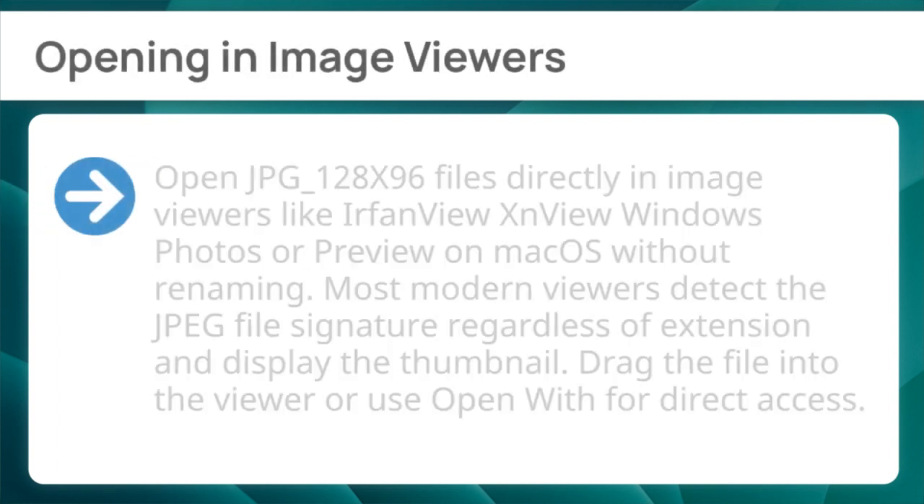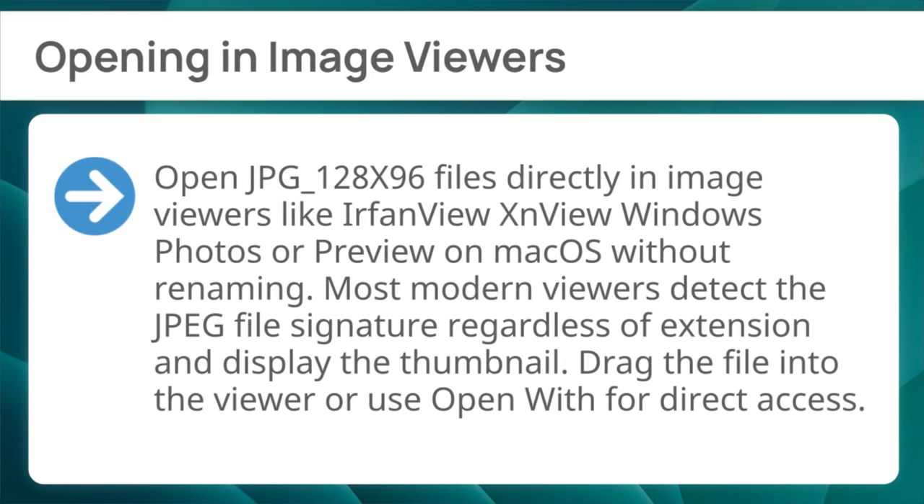Next, opening in image viewers. Open JPG 128x96 files directly in image viewers like IrfanView, XnView, Windows Photos, or Preview on macOS without renaming. Most modern viewers detect the JPEG file signature regardless of extension and display the thumbnail. Drag the file into the viewer or use Open With for direct access.